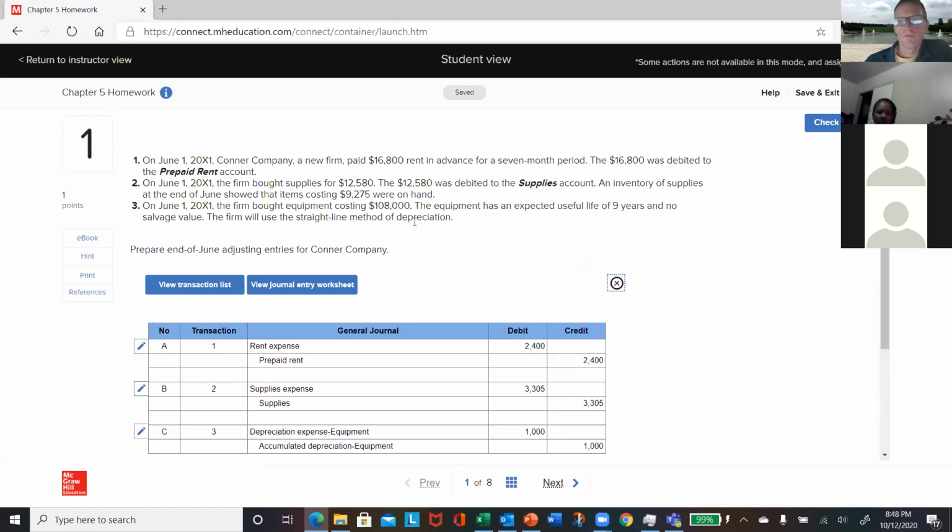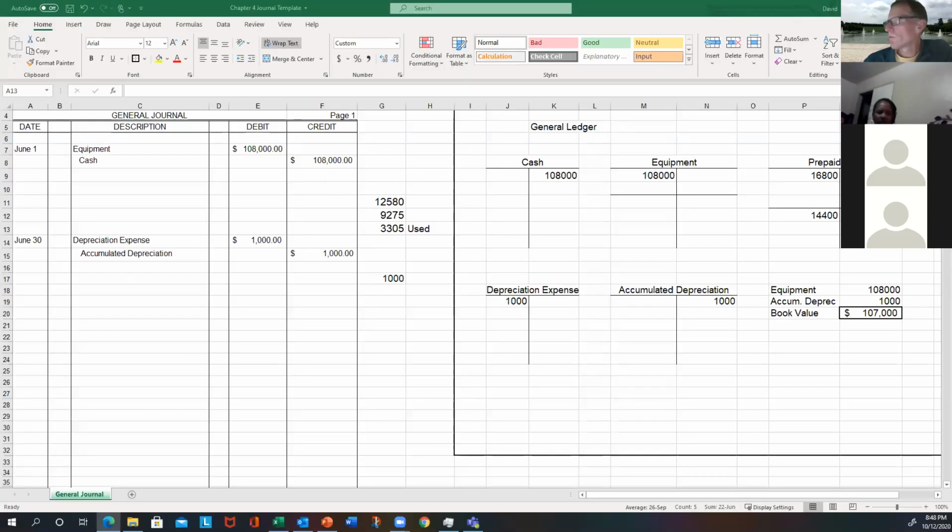Okay, here's a question, and before I move on, here's a question. Let me go back. So I just said that book value is a concept of cost minus accumulated depreciation. Book value is what gets reported again on the balance sheet.